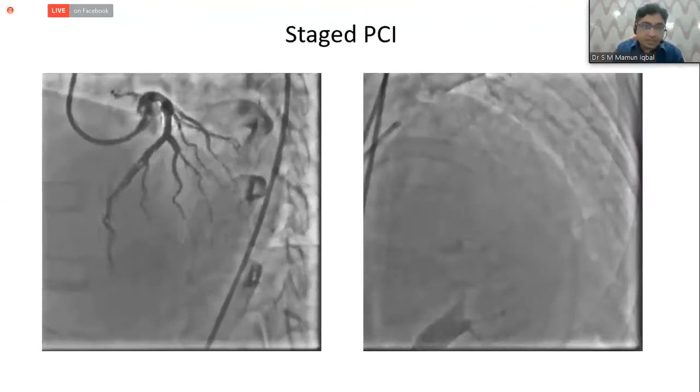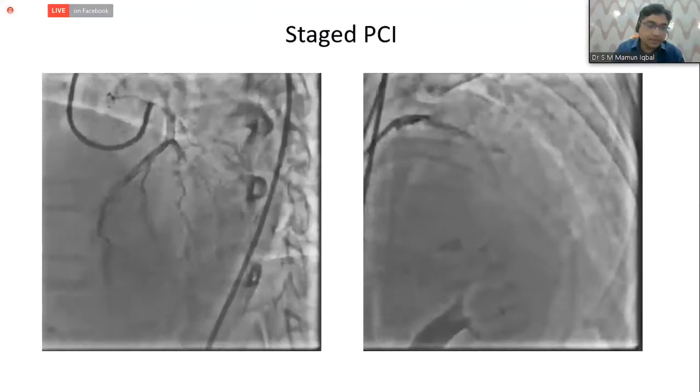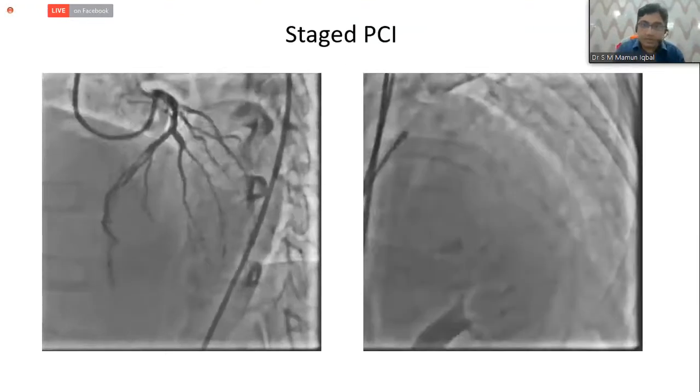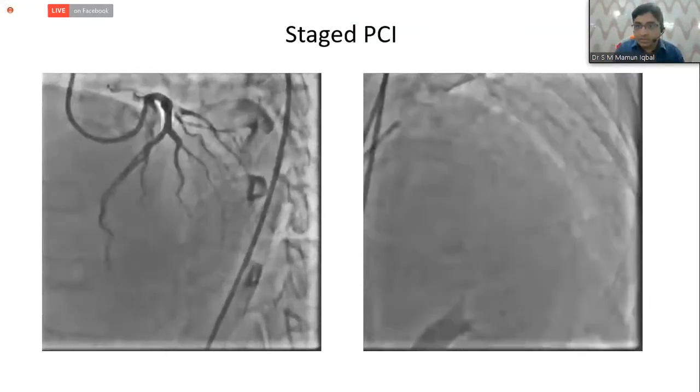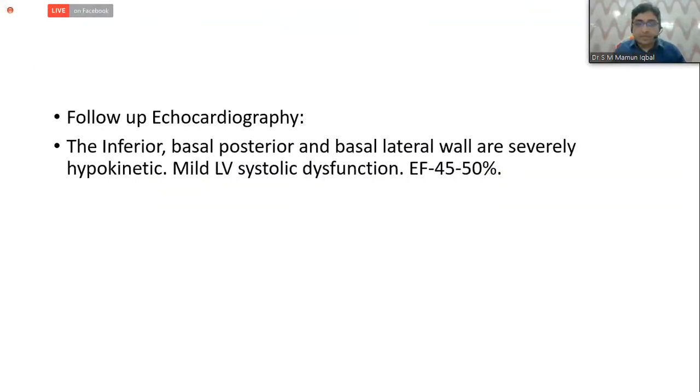This was the final result, a LAO cranial view showing a good ostial result of the diagonal and good TIMI flow. There were no complications. We followed up the patient. The patient recovered well and went home. He came back after 40 days. After 40 days, the echocardiography shows the inferior, posterior, and lateral walls were still hypokinetic, but the ejection fraction has increased to 45 to 50%. He was functionally well, and the hypokinetic LAD territory was gone now.